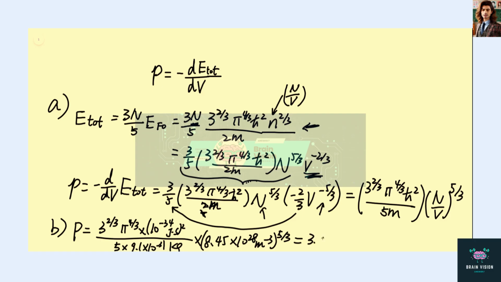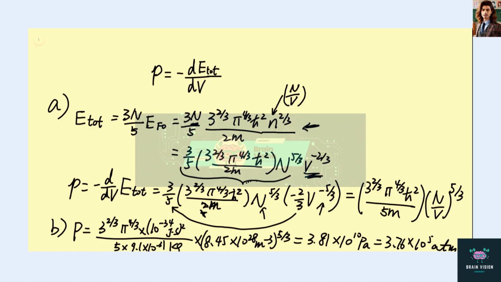So this gives us a pressure of 3.81 times 10 to the 10 Pascal. And if you want to express it in terms of atmospheric pressure, this is 3.76 times 10 to the 5th atmospheres.